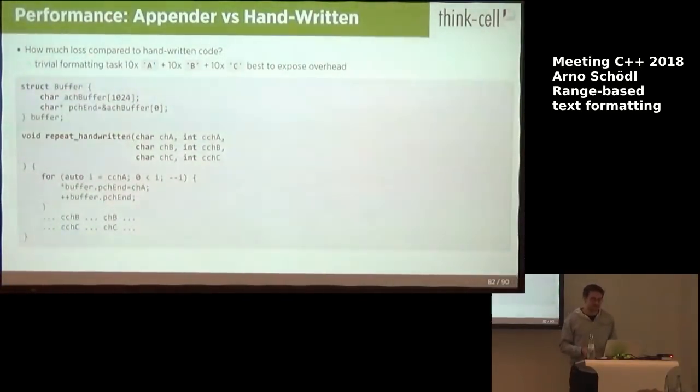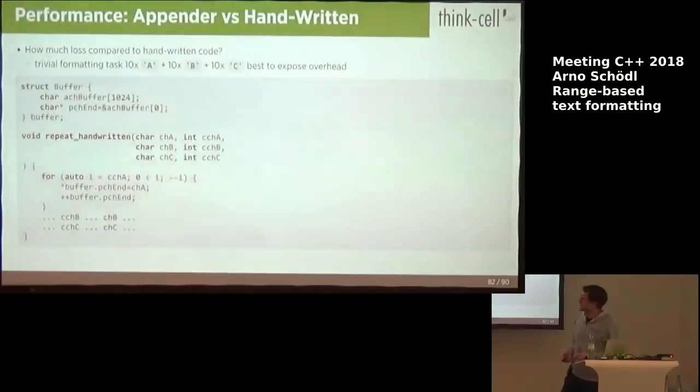And so our trivial formatting task is just format 10 times an A, 10 times a B, and 10 times a C. That's all I want to output. And I'm basically going to have that repeat n be what we're going to test, because it's so simple. When you have something where the formatter does very little work, it should expose any inefficiency in the framework, because that's where the time is spent. It's going to be spent in this framework.